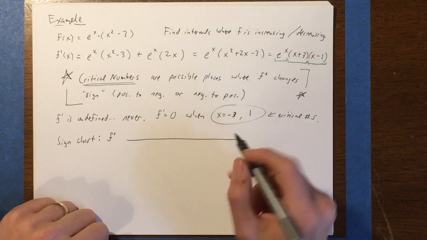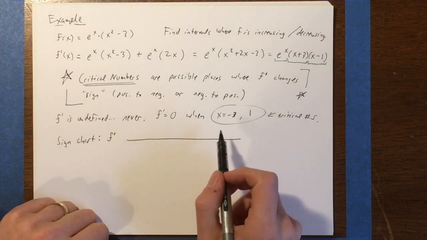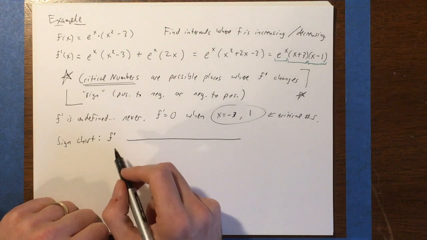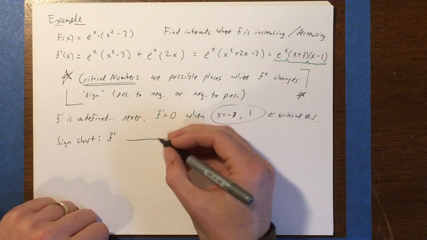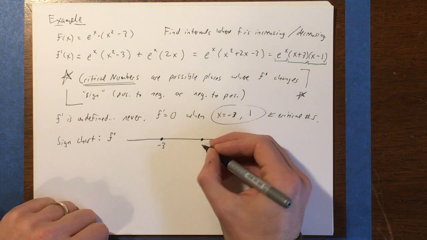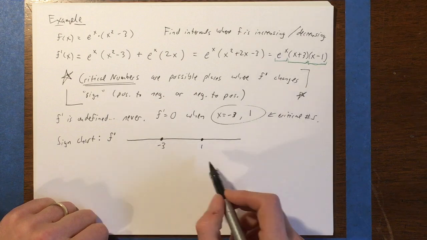What we do is plot all of the values where the function is either 0 or undefined. And this is a sign chart for f prime. We're looking for the sign of f prime here. So we're going to plot our critical numbers, which are negative 3 and positive 1. Make sure you plot them in the right order: negative 3 is to the left of positive 1. There we go.